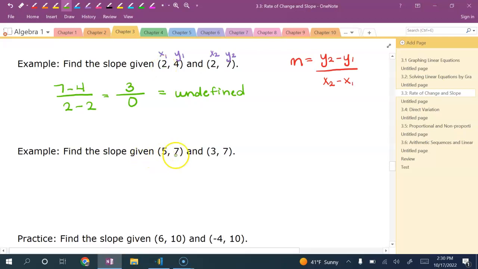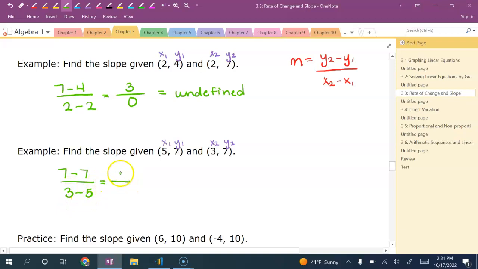Now, if you notice on this second example, we have 2 new coordinates given to us, and the y's are the same. They're both 7s. So again, if I label these x1, y1, and x2, y2, and then plug them into my equation, on the top I would have 7 minus 7. On the bottom, 3 minus 5.